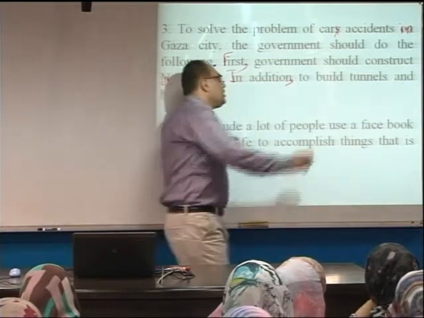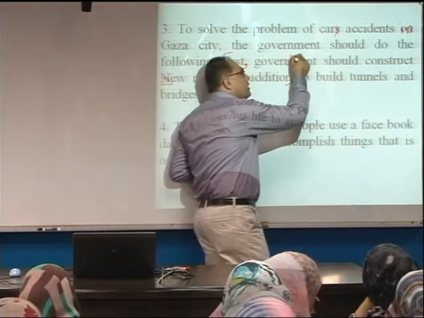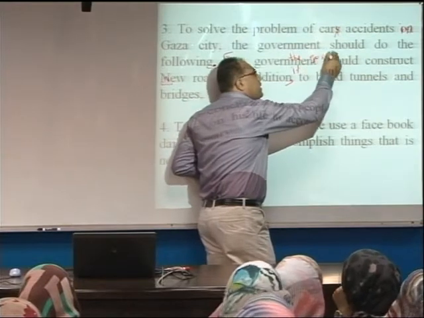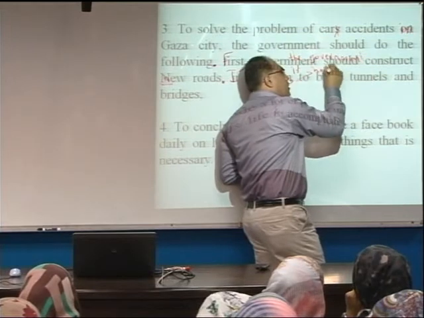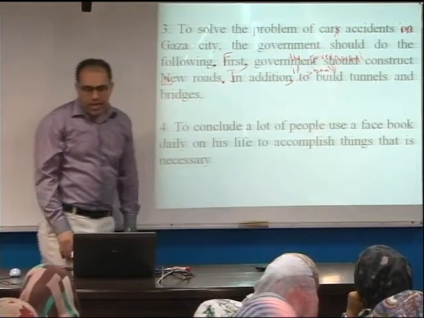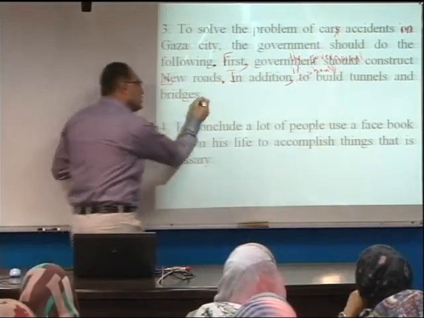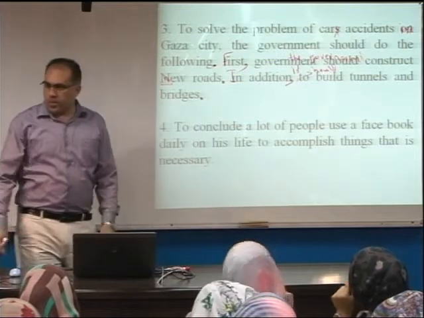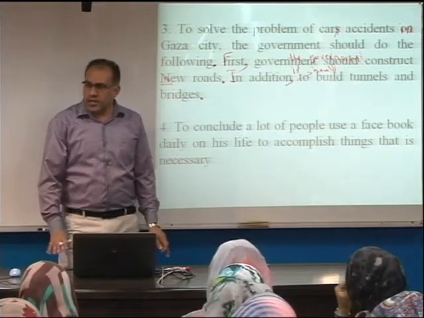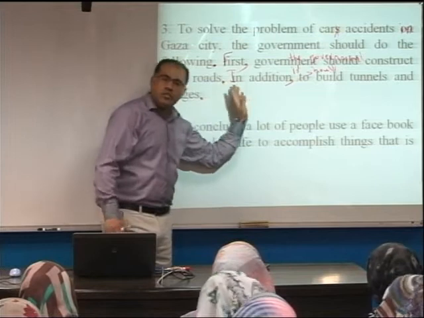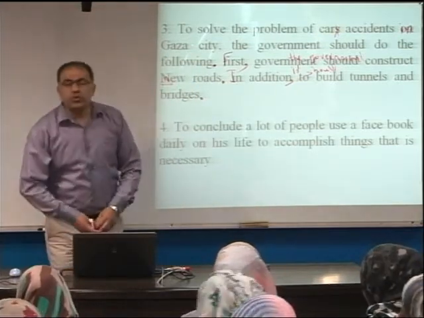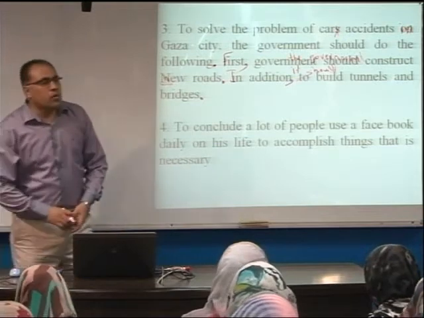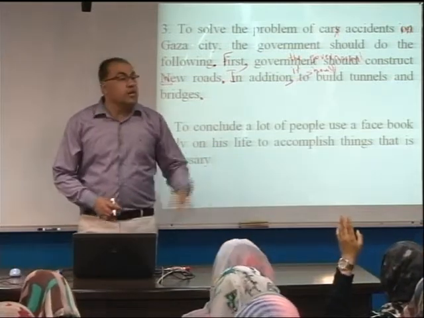For in addition, the government should build tunnels and bridges first. Okay? Is this clear? So we basically started a new sentence here. In addition, comma, the government should build tunnels and bridges. All right? Number 4.